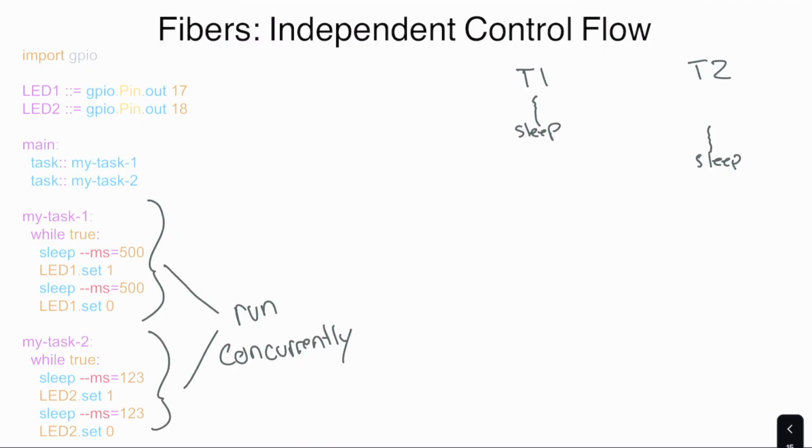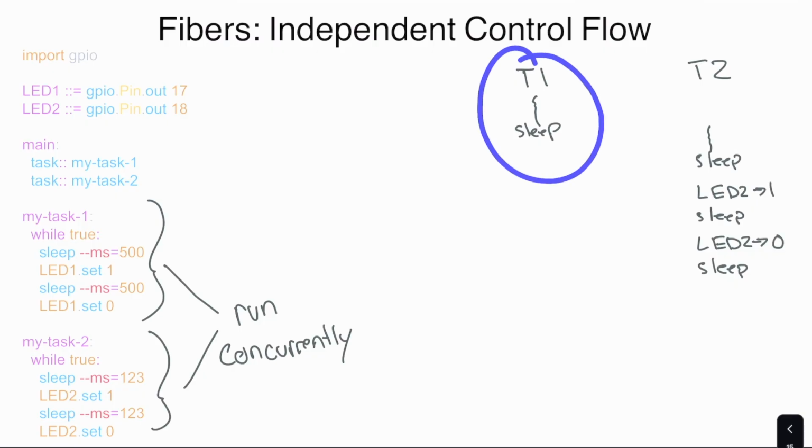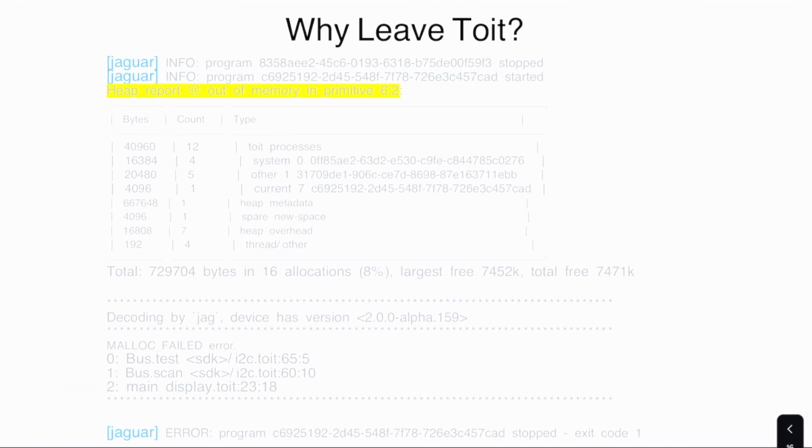All task 2 needs to do is wake up long enough to set LED 2 to 1, and then it sleeps again. And it knows that it's the next one to wake up again to set LED 2 to off before it sleeps again. And every time it sleeps, the TOIT virtual machine is checking to see if it's time to run code for thread 1 or task 1. And that's processing that you don't have to think about at all. You just let the TOIT virtual machine handle it for you. So the question then is, why leave TOIT?